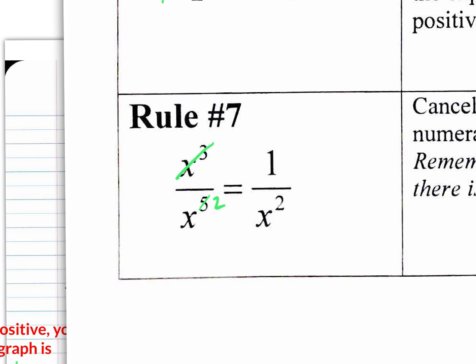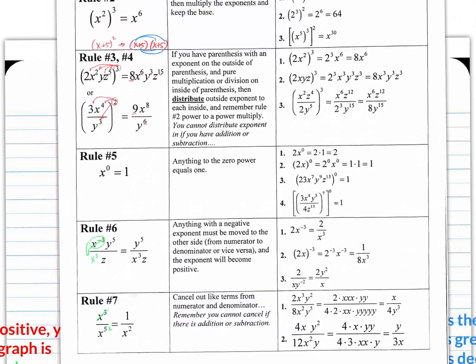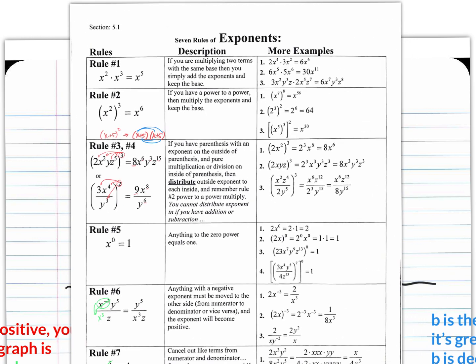Those are the 7 rules. I hope we understand them. We need to be able to identify them and apply them. This is back in Google Classroom, back in February.